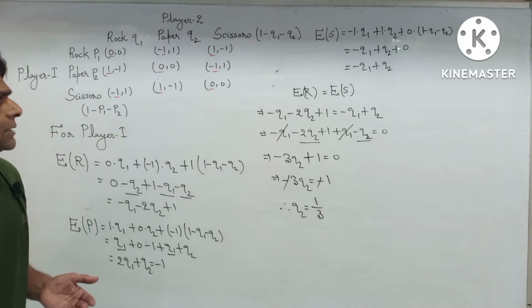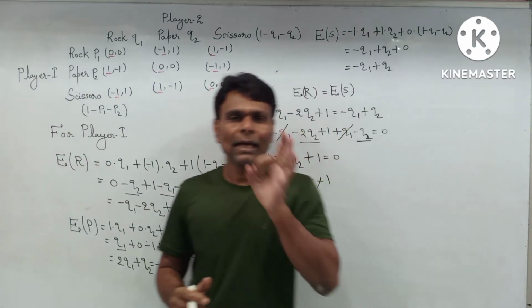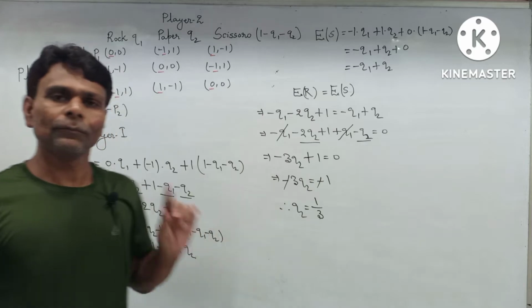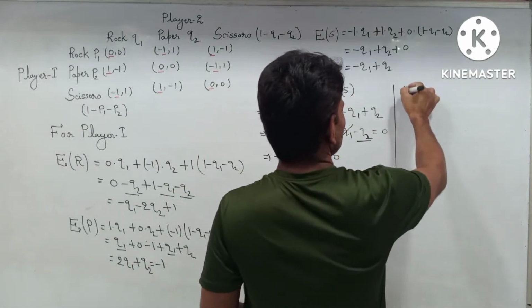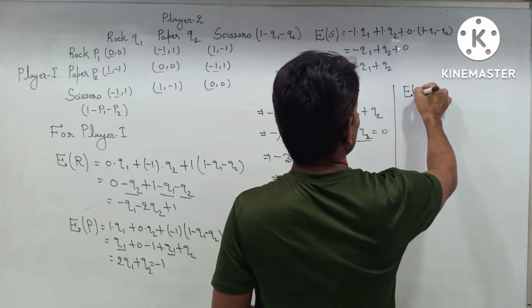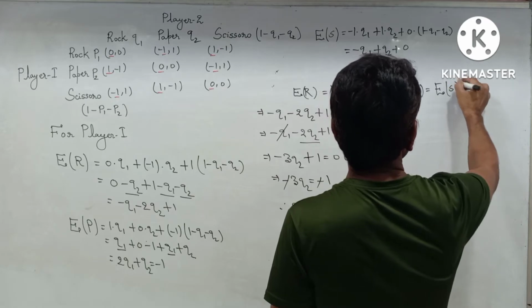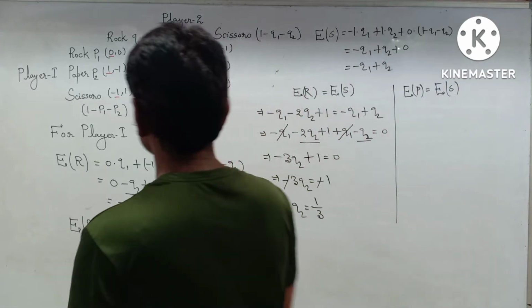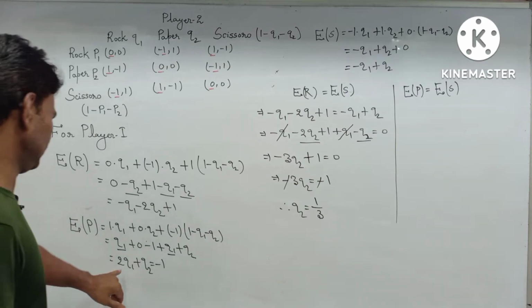Now the next task in this question is to equate the expected value of paper with the expected value of scissors in order to eliminate Q2 in this equation.